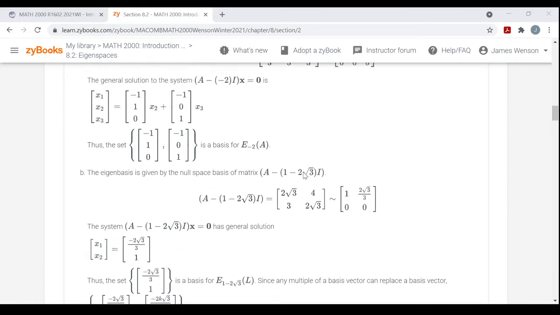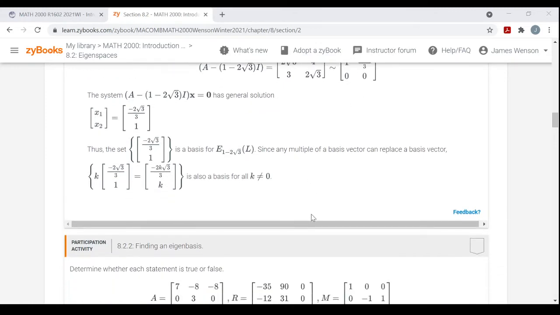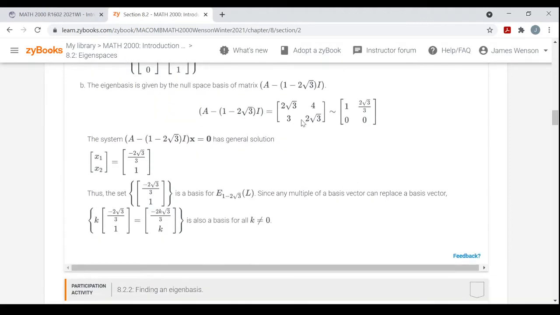Now this one is a more complicated example because the eigenvalue has a square root in it, but it's still the same setup. Look at A minus lambda I, put that A minus lambda I into reduced row echelon form, and find the solutions to this equation, where you're basically, again, finding the null space of A minus lambda I.